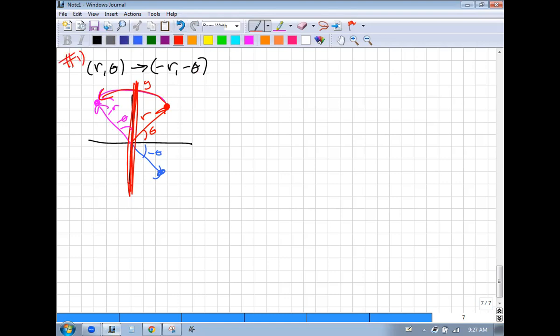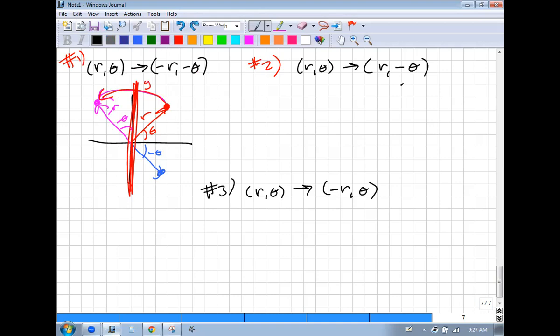Then we have like a test number 2. What are the other possibilities? Instead of doing both of them, let's just switch one of them. And then of course we're going to have a number 3 where instead of switching just theta, we'll just switch r. Right? There's 3 possibilities. Flip both of them, flip one, or flip the other. Each one of these gives us a different kind of symmetry.